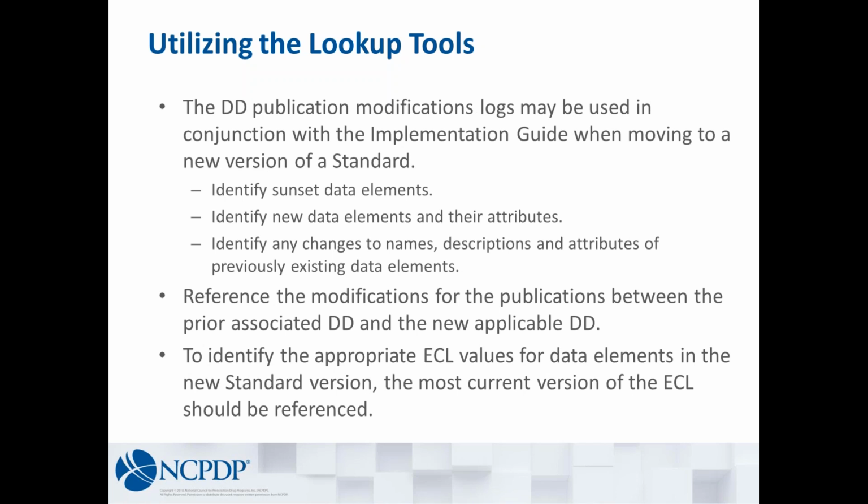The data dictionary publication modification logs would be something that's used in conjunction with an implementation guide when you're moving to a new version of a standard. It can be used to identify what data elements have been sunset since the prior version, what are the new data elements and their attributes, and then what are the changes to names, descriptions, or attributes.